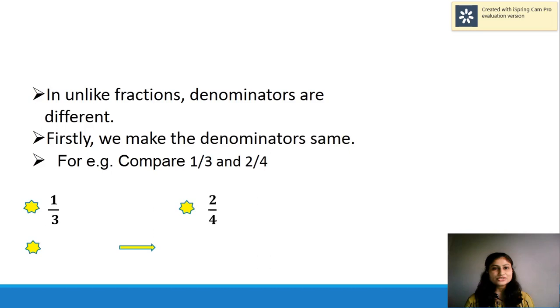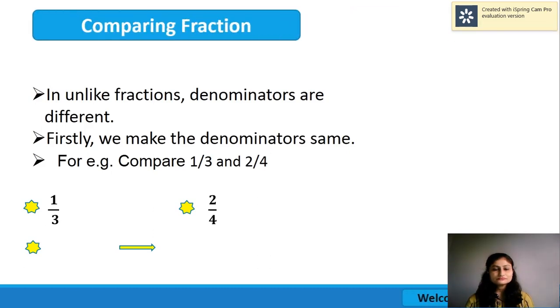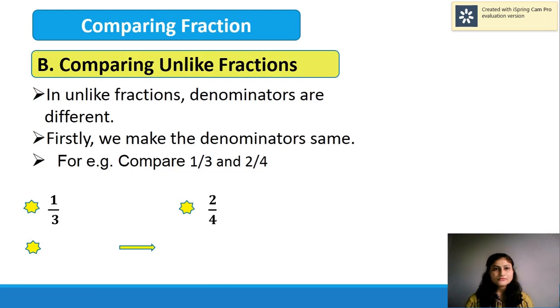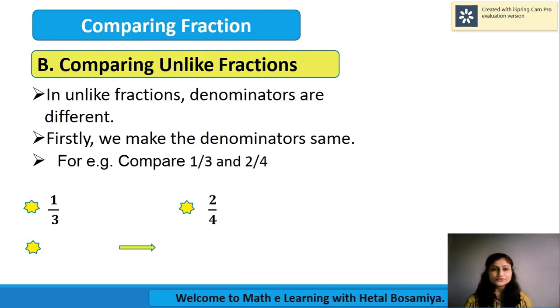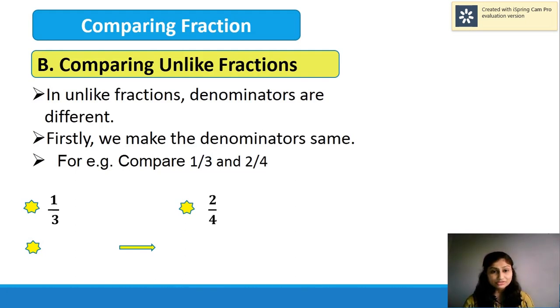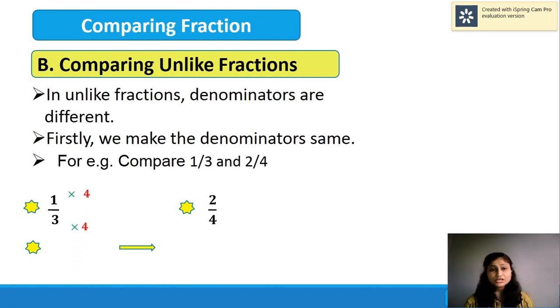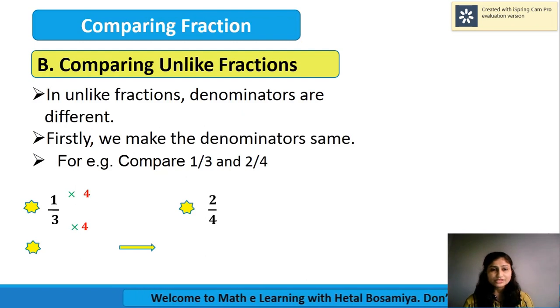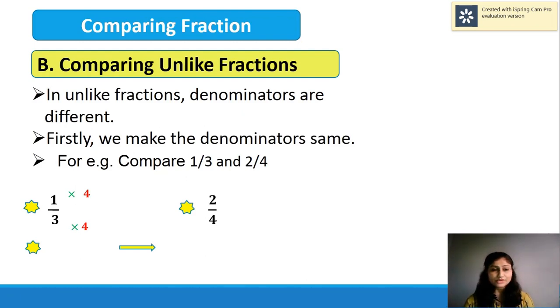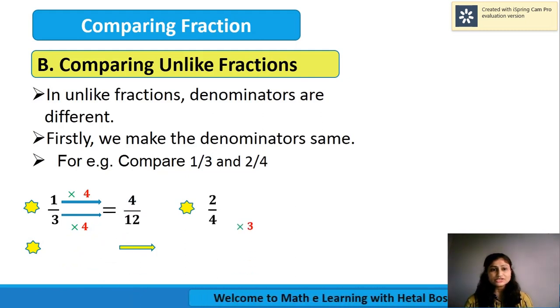Next is unlike fractions. Comparing unlike fractions. Here the denominators are different. So first we need to make the denominators equal or the same. Here, for 1 upon 3 and 2 upon 4, we have to make the denominators equal. We know that 3 multiplied by 4 is equal to 12 and 4 multiplied by 3 is equal to 12. So we multiply 1 upon 3 by 4, and 1 4s are 4 and 3 4s are 12. So the answer is 4 upon 12.